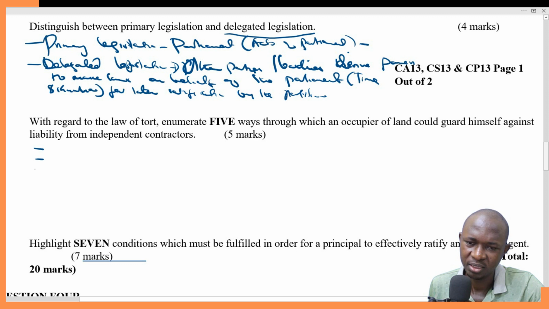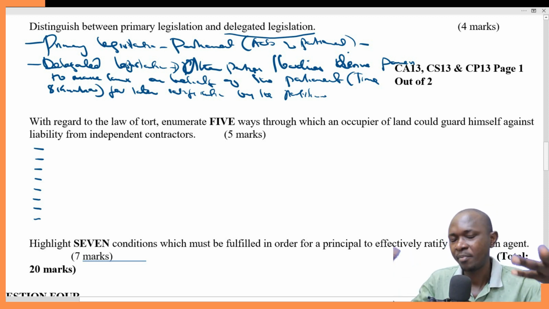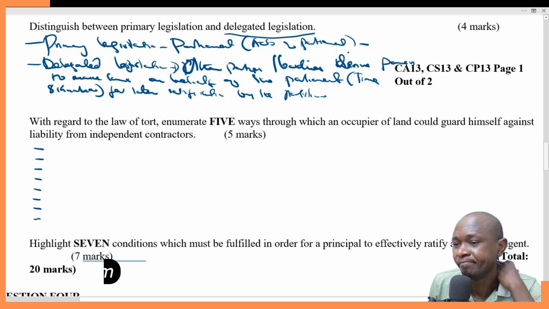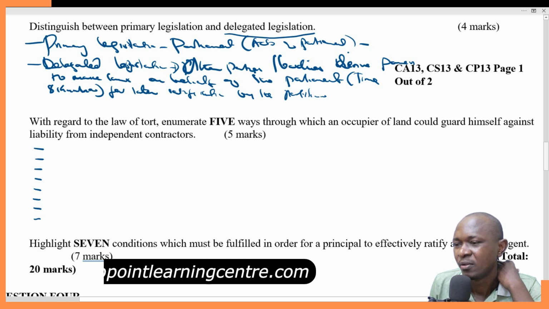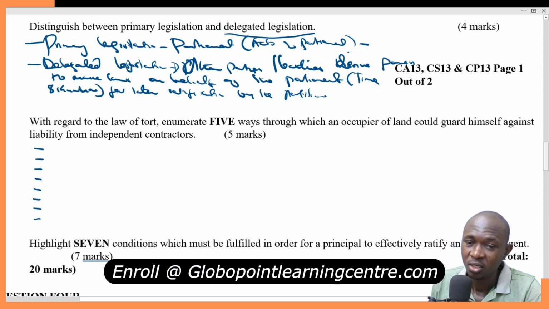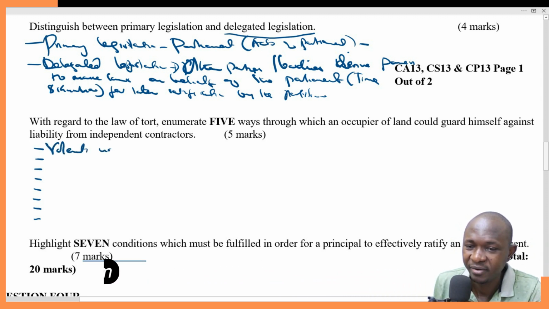So independent contractors are just people who are working on your property. So maybe the assumption is that something possibly has happened to people who had just come to work on your property. So what are some of the ways in which you as the occupier of land could possibly guard yourself? So number 1, you can claim the defense of volenti non fit injuria.